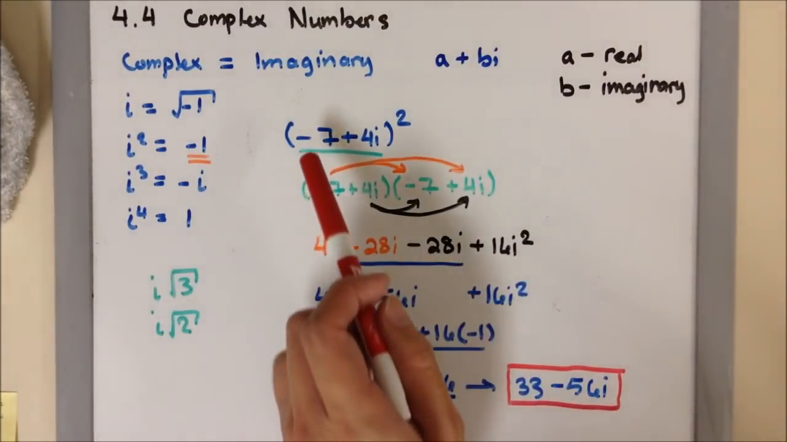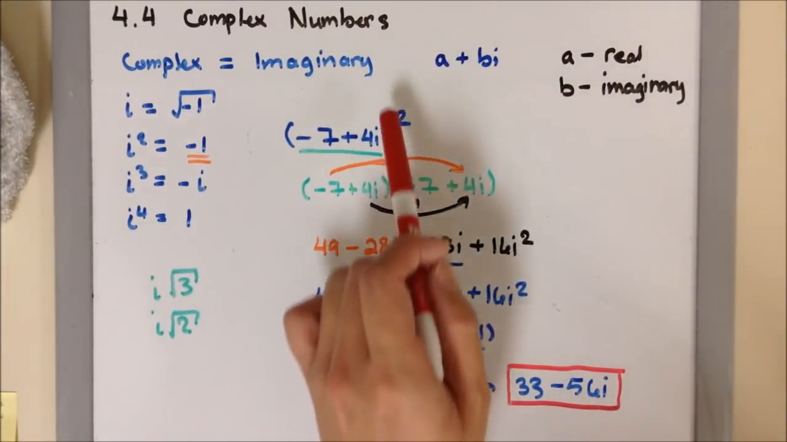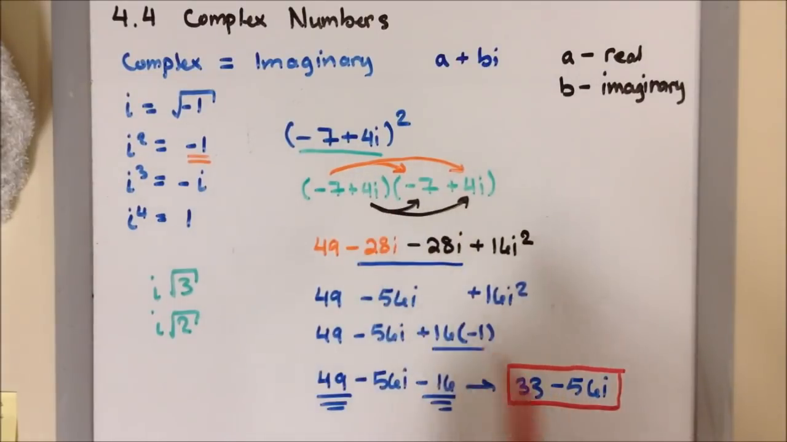To review, I wrote negative 7 plus 4i twice because of the square. From there, I FOILed, and you could use the box method if you like. Afterwards, when I finished FOILing, I combined my i's together, like terms, and got negative 56i. And then I switched out i squared with negative 1, which when I multiply 16 with negative 1, that became negative 16. And then I combined my real numbers, 49 minus 16, which became 33. And then I bring forth my negative 56i. So my final answer, 33 minus 56i.